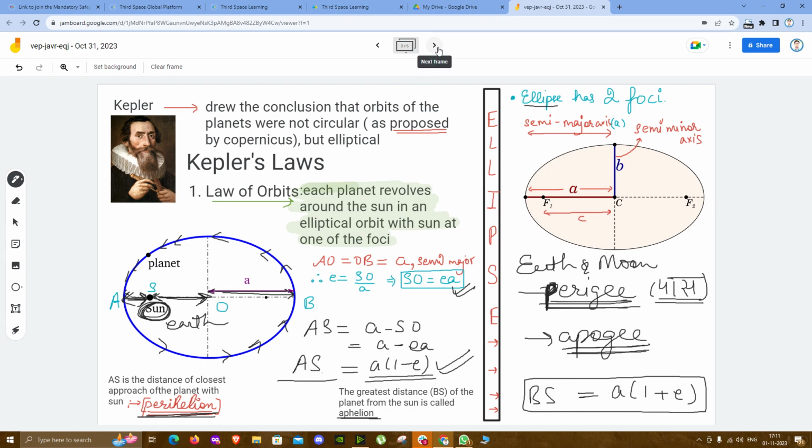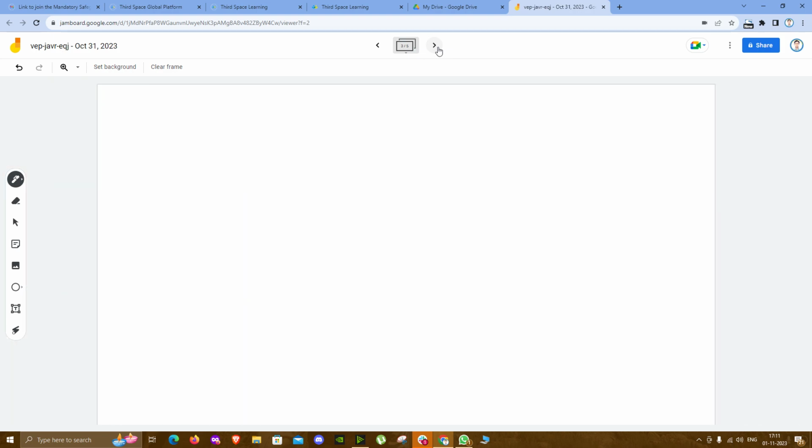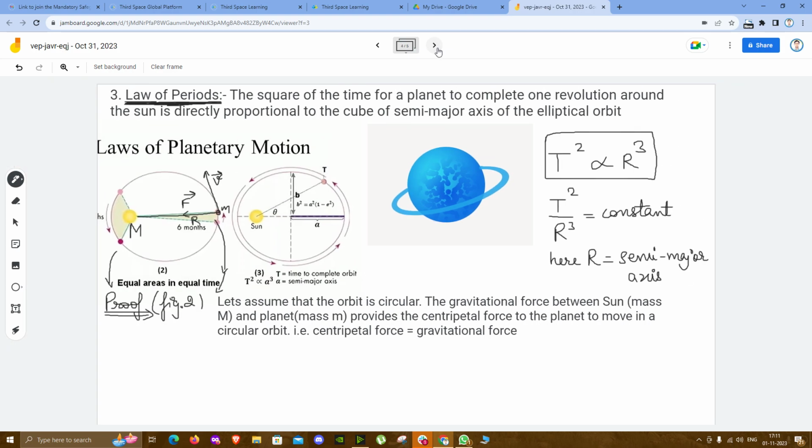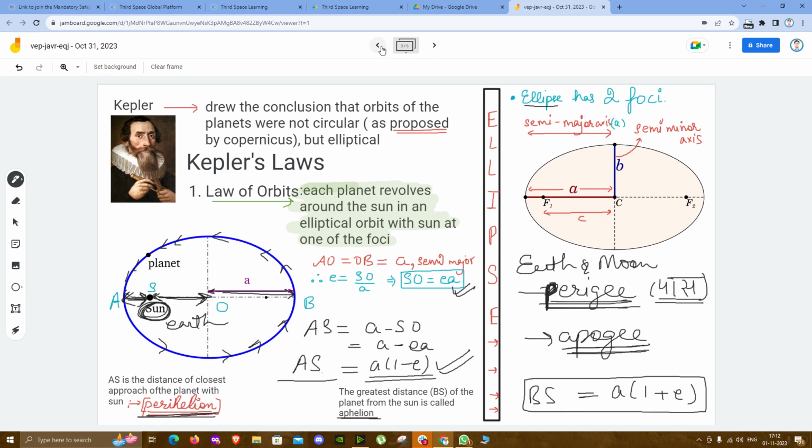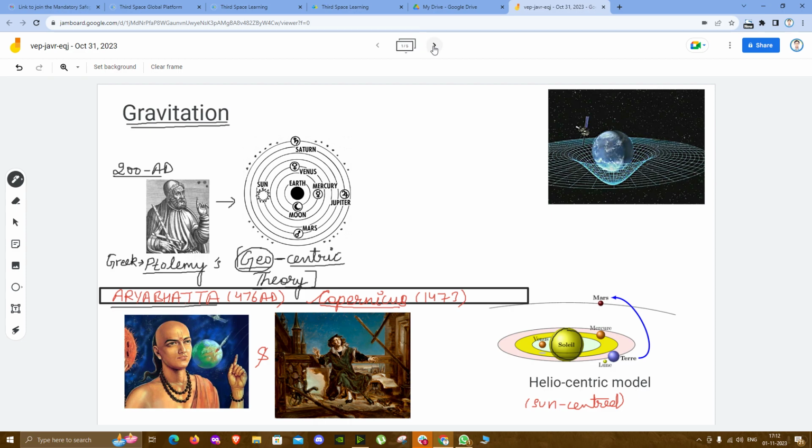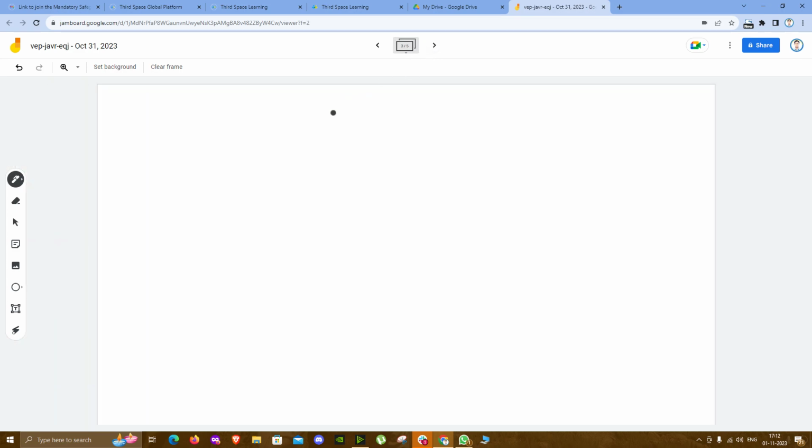Now let me tell you about the law of periods. No, there is another law. Let me see. So the second law of Kepler's planetary motions is called the law of areas. Law of areas. So what is the law of areas?